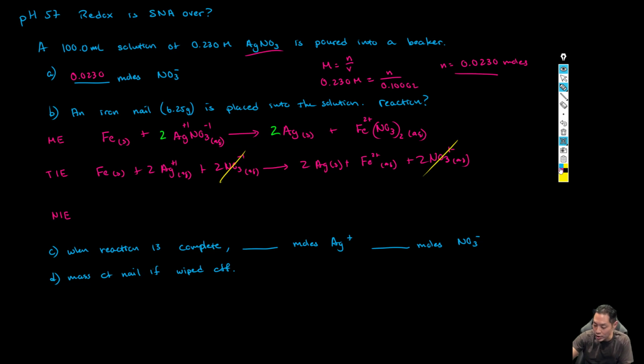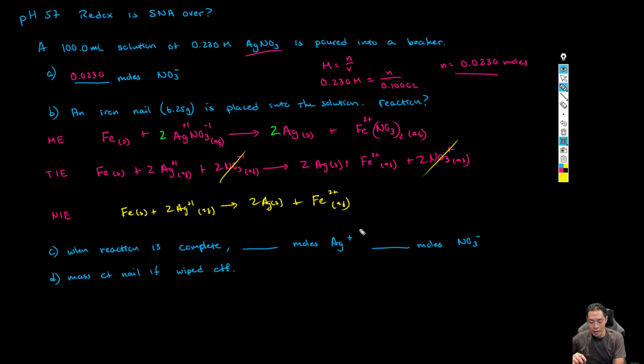So the net ionic equation is going to be Fe solid plus 2Ag+ aqueous yields 2Ag solid plus 1 iron 2+. Okay, so here is my net ionic equation, and I don't think I've ever explained this before, but these coefficients are important. 1 iron is reacting with 2 silvers to create 2 silver solids and eventually become 1 iron ion. All right.